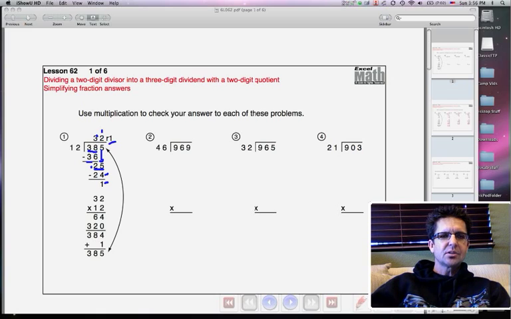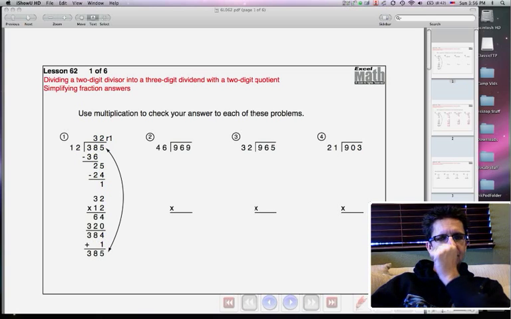Notice how they check the answer. They do 32, which is the quotient up here, times 12, which is your divisor. And when you multiply 32 times 12, you get 384. And you add then the remainder, and you end up with 385, which matches the 385 here as the dividend. So you can feel reasonably sure that your answer is correct.